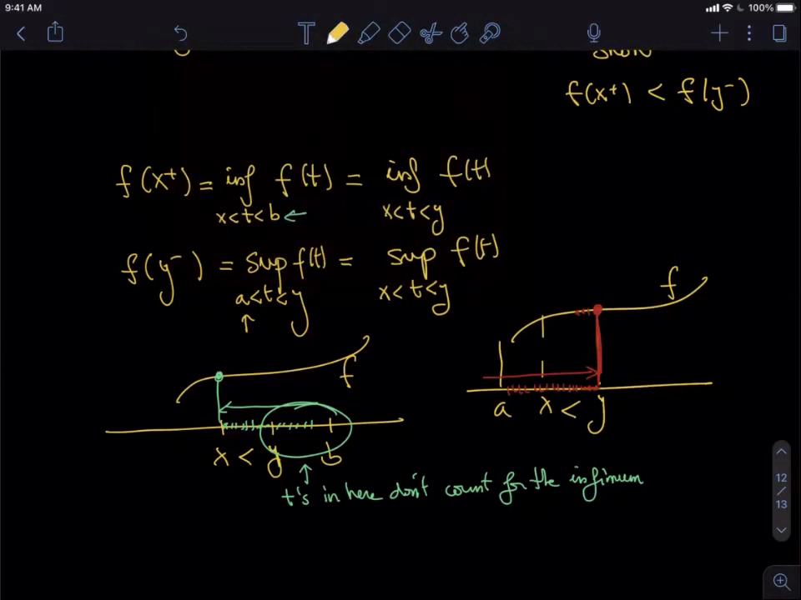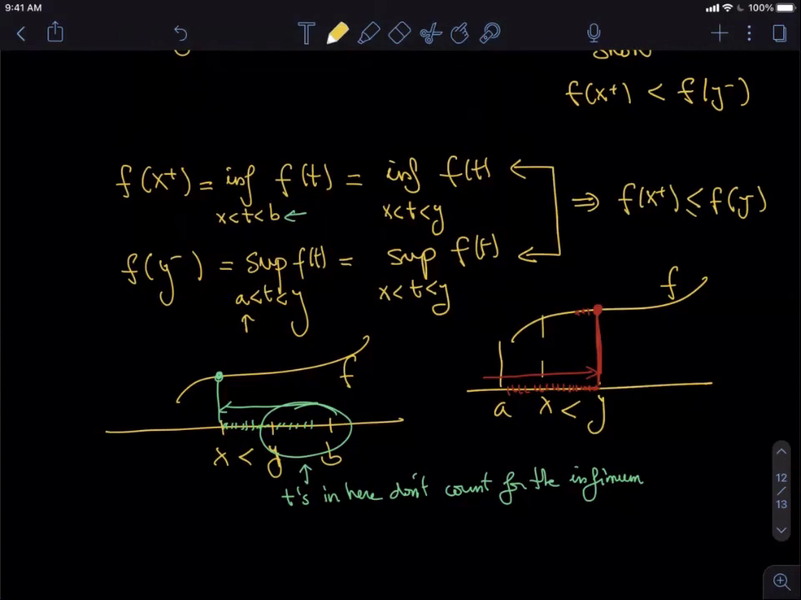But now, look at these two. The infimum and the supremum are both taken over the same set. So then, clearly, f of y minus, because it's a supremum, let's write it the other way around. f of x plus, because it's an infimum, is less than f of y minus. And I could actually say less or equal. And this completes the proof of the theorem.